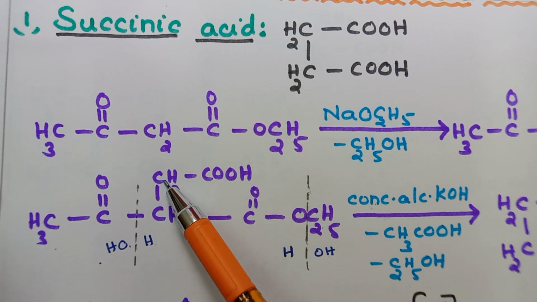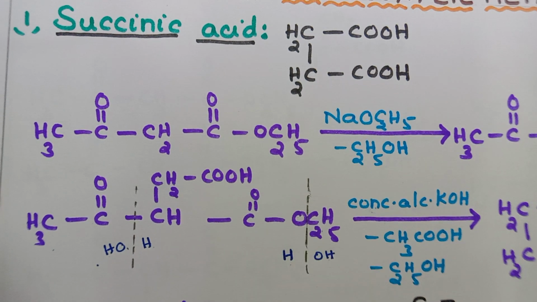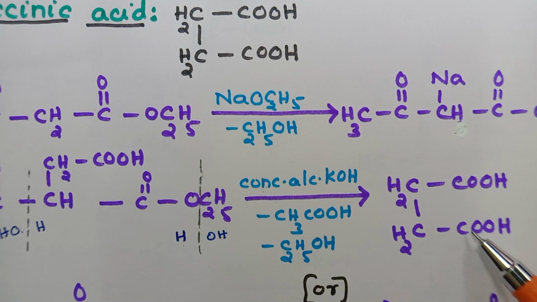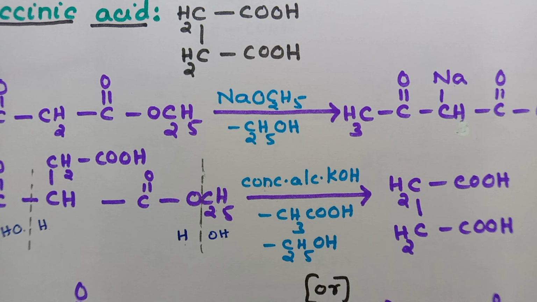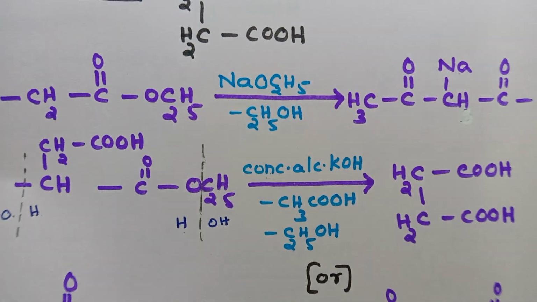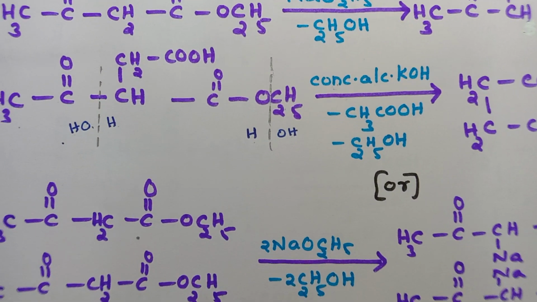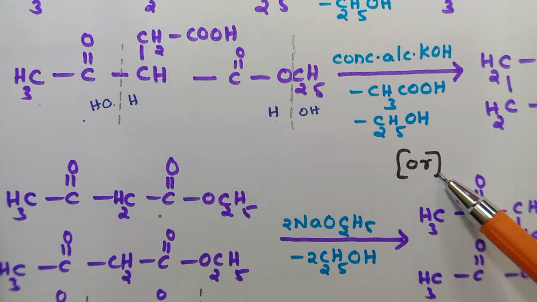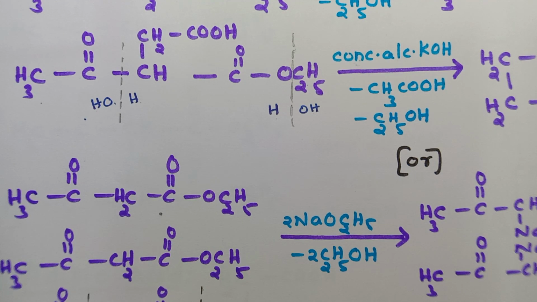What remains? CH2COOH, CH2COOH. Okay, got it? So that is our succinic acid. This is one method of preparing succinic acid from acetoacetic ester. Okay. And there is also one more method which is used for the next higher compounds. That also I have shown here, students. So I have written "or". This is any one method you can use for the preparation of succinic acid.